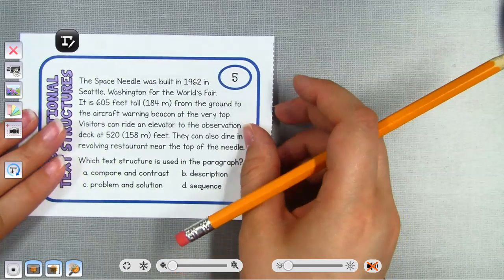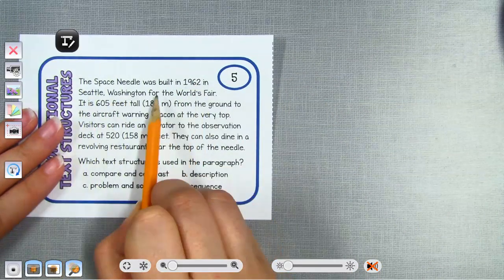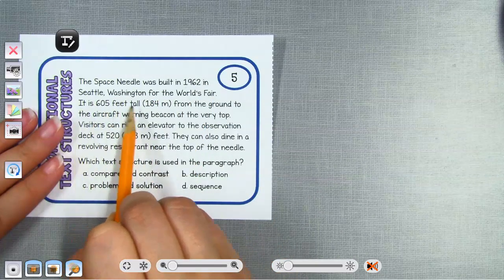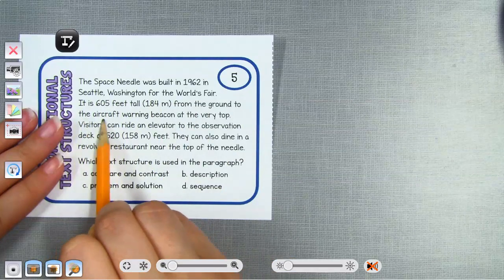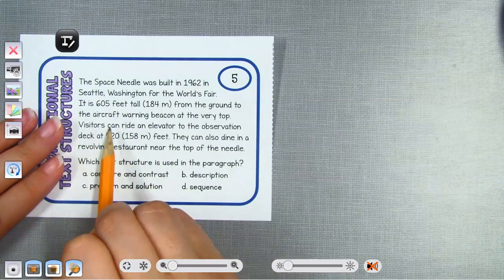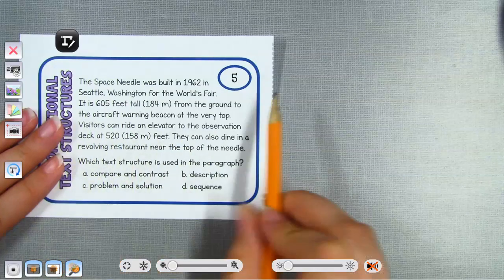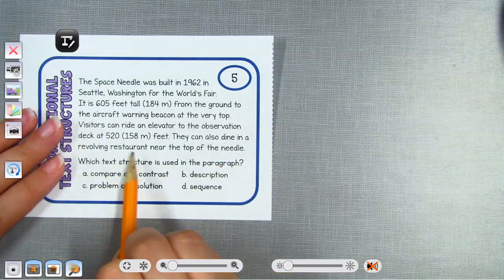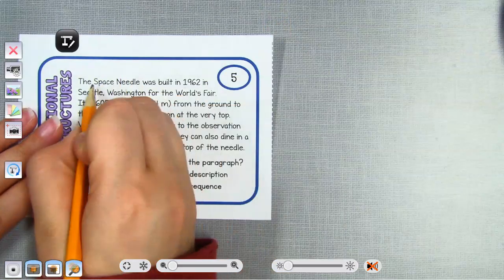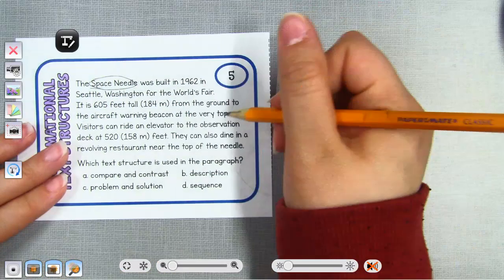So the Space Needle was built in 1962 in Seattle, Washington for the World's Fair. It is 605 feet tall from the ground to the aircraft warning beacon at the very top. Visitors can ride an elevator to the observation deck at 520 feet. They can also dine in a revolving restaurant near the top of the needle. Okay, so I know that my topic is the Space Needle. Okay, so let's look at which text structure is being used.